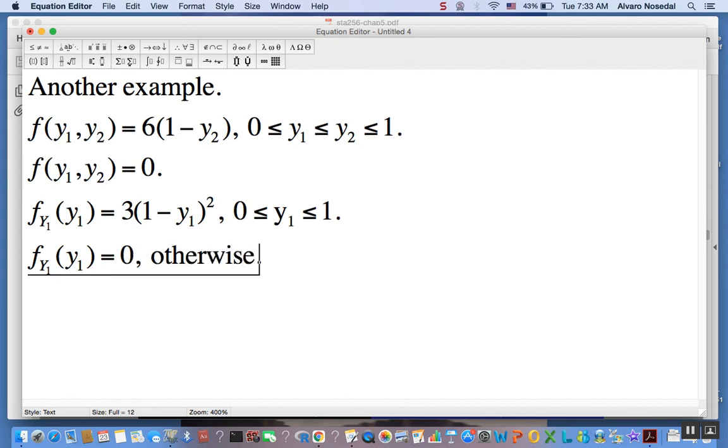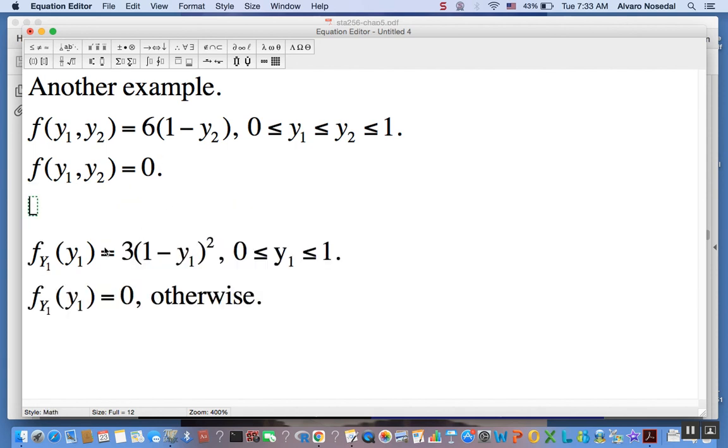Okay. So we realized back then that this marginal is a legit probability distribution, because this happens to be an example of a beta distribution. Okay, so this is the marginal of y1.